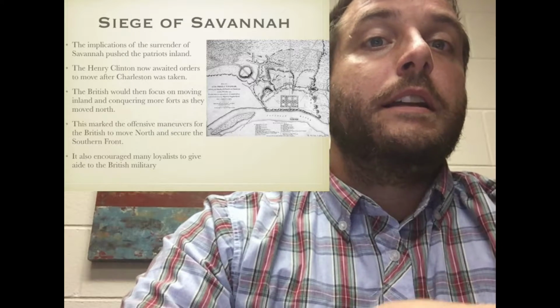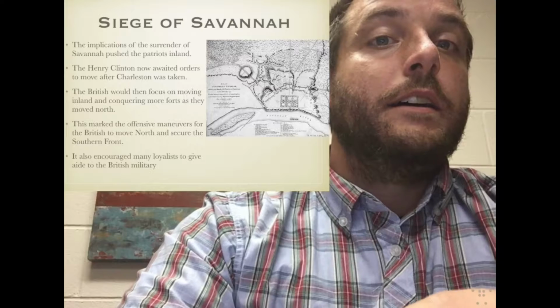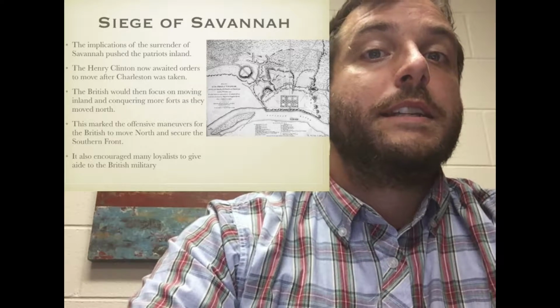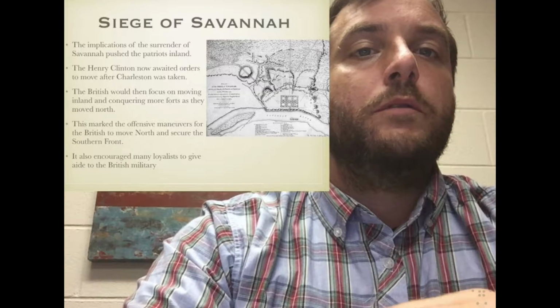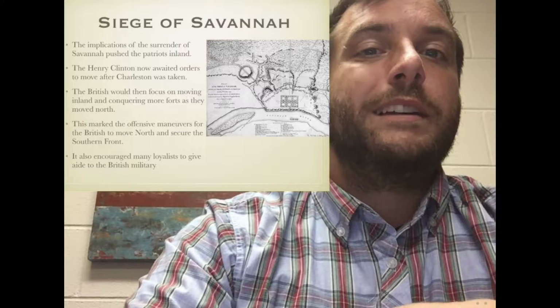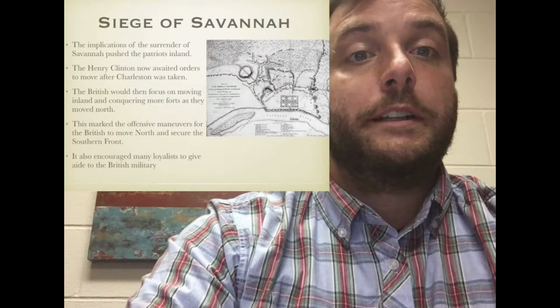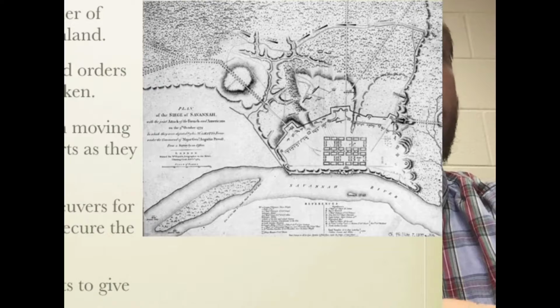Henry Clinton now awaited orders to move after Charleston was taken. The British would then focus on moving inland and conquering more forts as they moved north. This marked the offensive maneuvers for the British to move north and secure the southern front. It also encouraged many loyalists to give aid to the British military. Again, here's a map showing you the strategic location of Savannah right off the Savannah River.